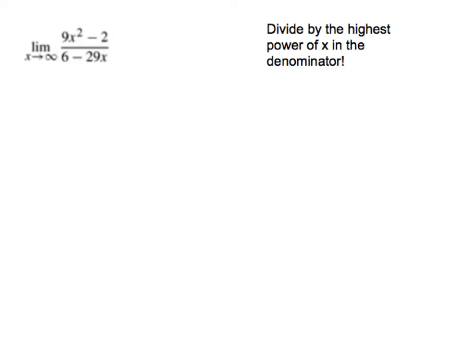Okay, let's try another one. Divide by the highest power of x in the denominator. So that is just x in this case. So we're going to multiply top and bottom by x to the negative 1, which is the same idea as dividing by x. So this will give us a 9x minus a 2x to the negative first, divided by a 6x to the negative first, minus a 29. Every term is important.